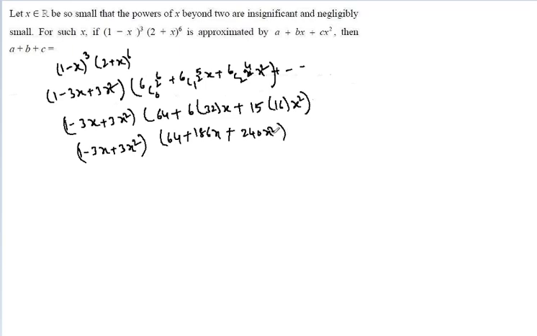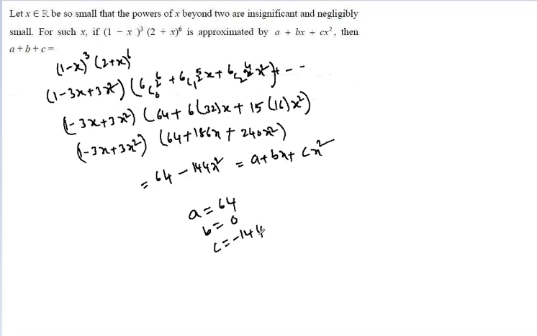Now multiplying these two, neglecting x cube and higher powers, that is equal to 64 minus 144 x square. So this is given as a plus bx plus cx square. Here the value of a is 64, b value is 0 and c value is minus 144. So adding these three values, a plus b plus c is equal to 64 minus 144, that is equal to minus 80. That is done.